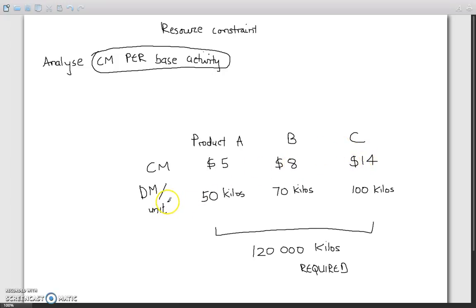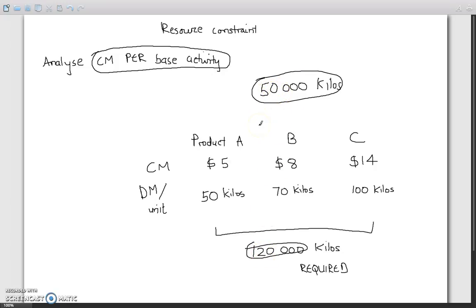Usually, in normal circumstances, product A takes up 50 kilos, B takes up 70 kilos, and C takes up 100 kilos of direct materials. And overall, producing as many units as you want for all of these products, the total number of kilos required in direct material is 120,000. But hang on, this year, you have an issue, all right? This year, you only have access to 50,000 kilos.